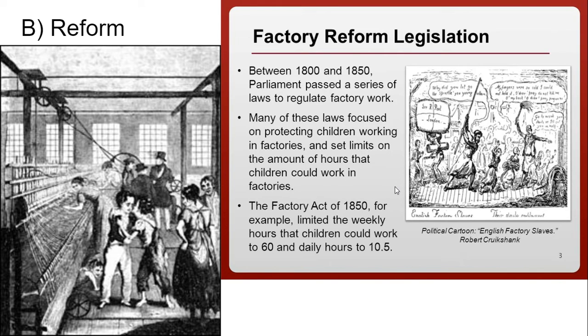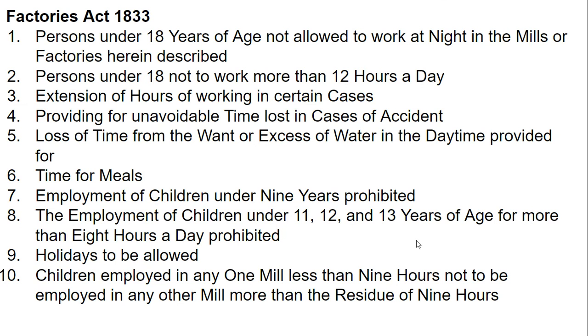All of this is eventually going to kick off an era of reform in order to improve the working conditions in factories, and we're going to spend much more time talking about that in future lessons. But in England, we're going to see a series of factory acts regulating factory work, trying to protect children from the worst abuses of factory life. And for example, the Factory Act is going to limit children to working only 60 hours a week and only working 10.5 hours a day, which was a massive improvement over what they'd previously had to work.